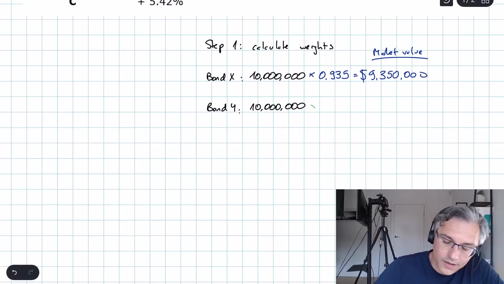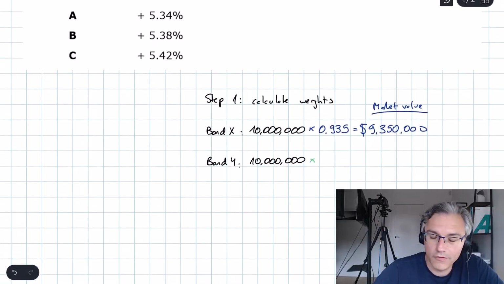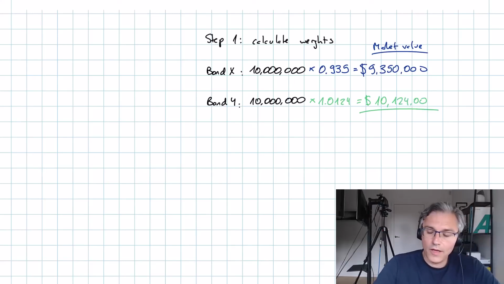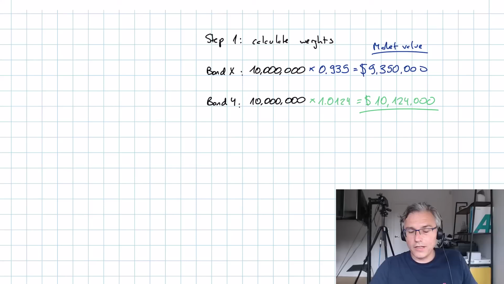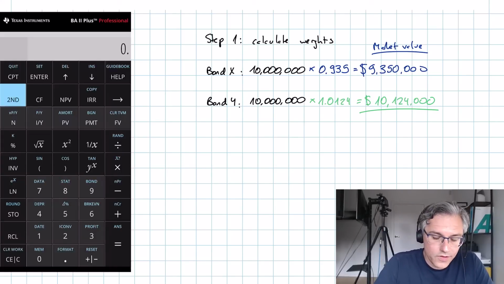Do the same for bond Y. It is trading slightly above par with a premium, 101.24. So times 1.0124 to reveal a market value of 10,124,000. So what I need now is the total value of the portfolio, so as to get the weights, the proportions.